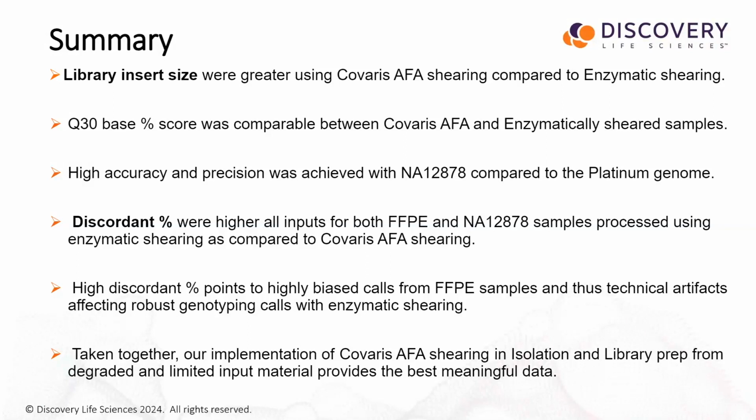The Q30 base is comparable between Covaris and enzymatic sheared samples, and we did see high accuracy and precision for the platinum genome. However, I would like to point out that the discordant percent was quite a bit higher across all input types for both FFPE and NA12878 samples processed using enzymatic shearing as compared to the Covaris AFS shearing methodology. This should be looked at very carefully.